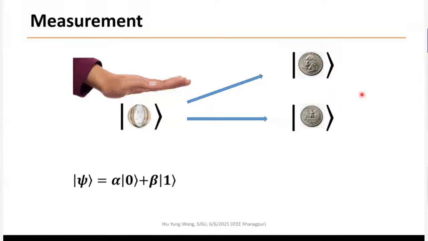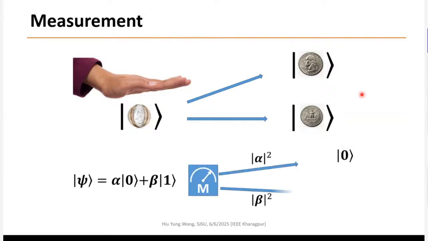It's just like a quantum state, which is alpha 0 plus beta 1. If we do the measurement, it will collapse to 0 or 1. We can never measure alpha and beta. This collapse process is completely random. And the probability that you will collapse to 0 is proportional to the square of the magnitude of the corresponding coefficient.